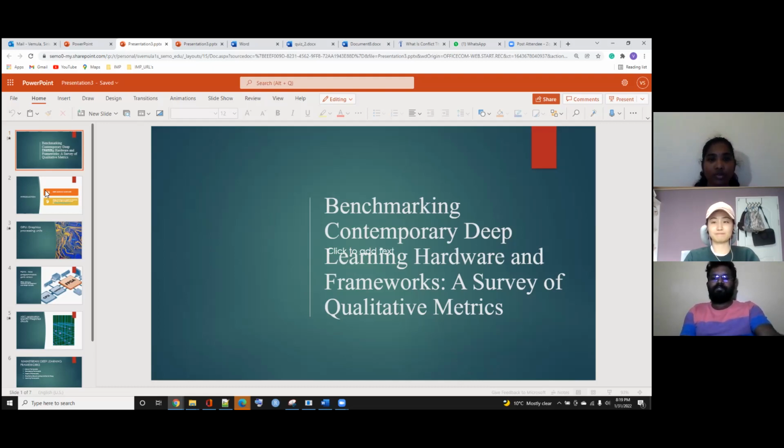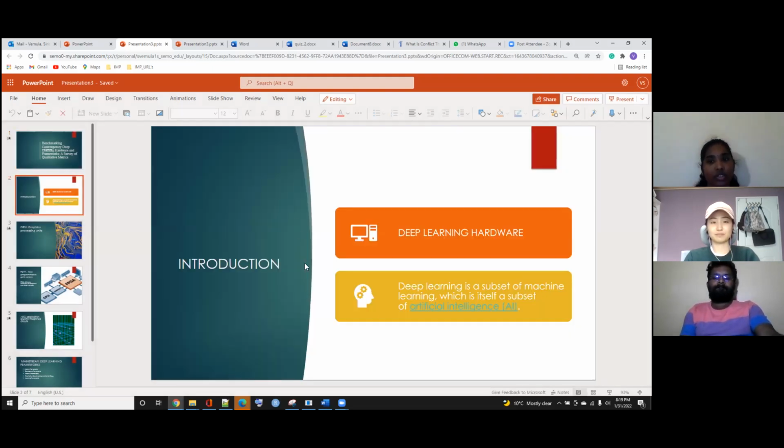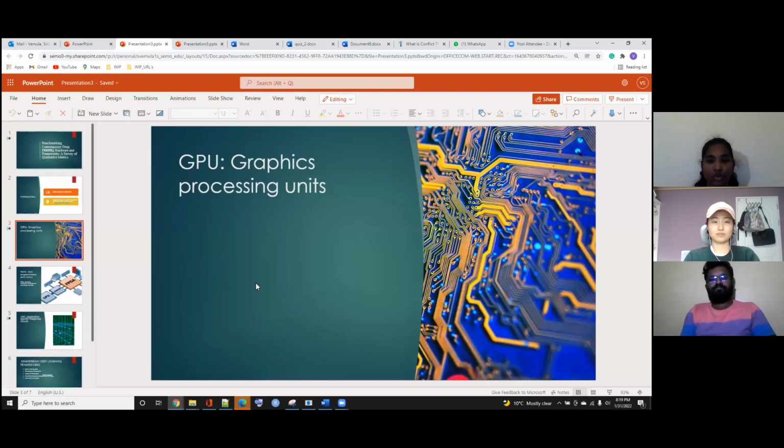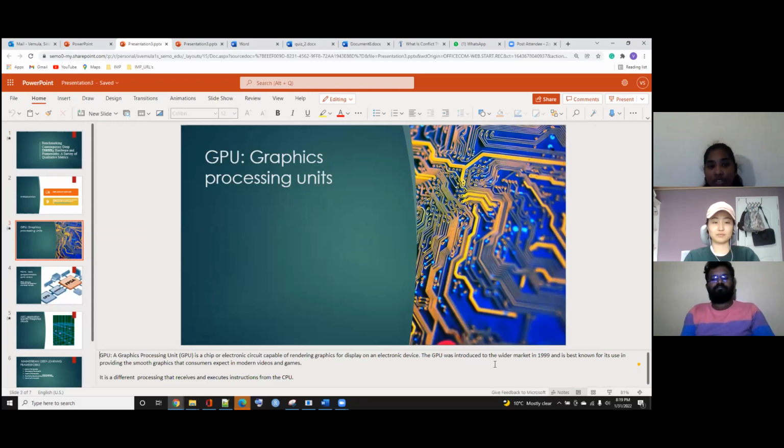Okay. The introduction was, so deep learning hardware. Deep learning is a subset of machine learning, which is itself a subset of artificial intelligence. And in this, we have some things: graphical process units. A graphical process unit is just an electronic chip. It is an electronic device, a display on an electronic device. The GPU provides smooth graphics and is used for expensive, more modern video games. And it is a different process to receive and execute the instructions from the CPU.